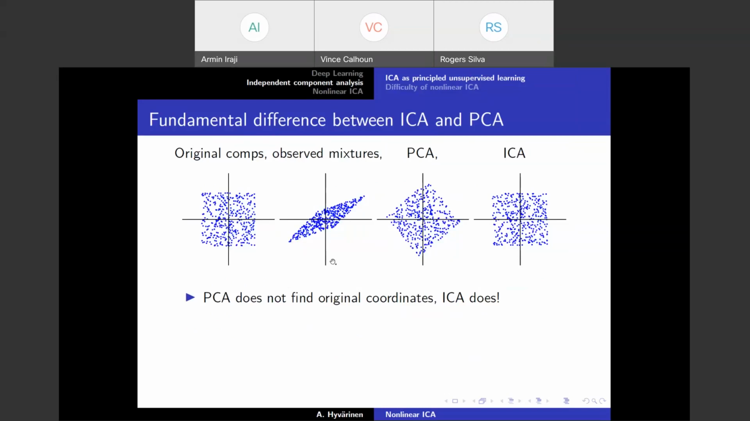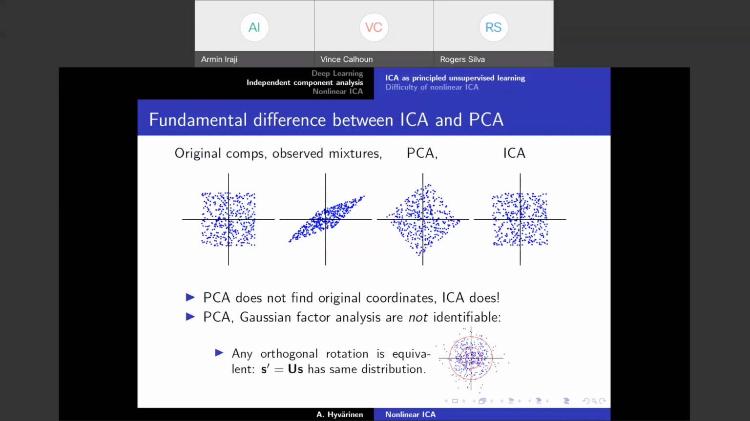Now, if we do PCA on the data, we get the third panel, which, as you see, is not at all equivalent or equal to the first one. So we don't actually recover the original components. But when we do ICA, we actually recover exactly the original components, the right rotation. So the point is that PCA does not find the original coordinates. PCA is not identifiable, while ICA is identifiable.